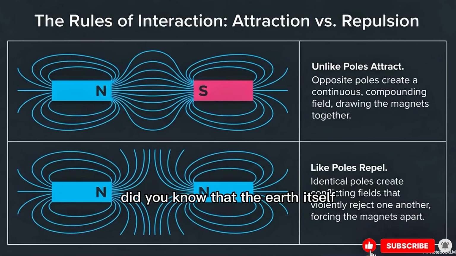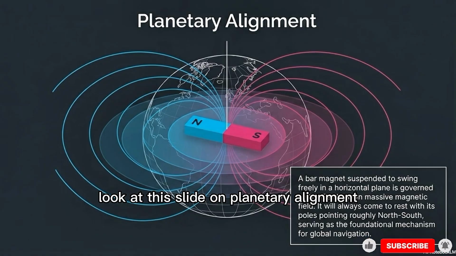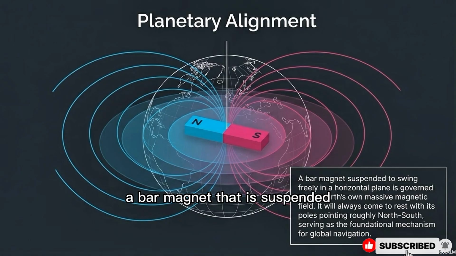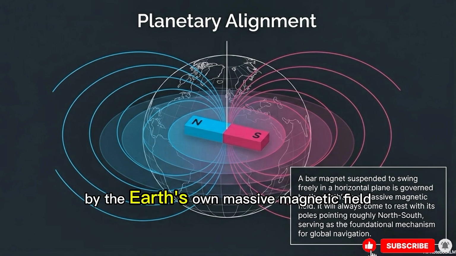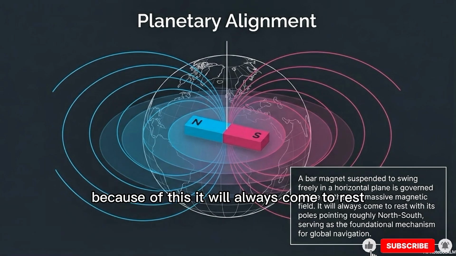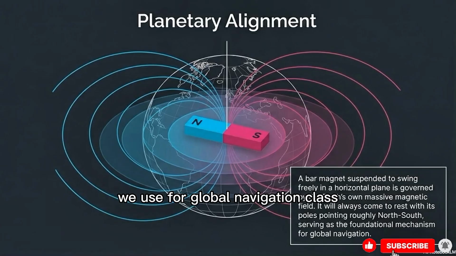Did you know that the Earth itself acts like a giant magnet? Look at this slide on planetary alignment. A bar magnet that is suspended to swing freely in a horizontal plane is entirely governed by the Earth's own massive magnetic field. Because of this, it will always come to rest with its poles pointing roughly north-south, serving as the foundational mechanism we use for global navigation.